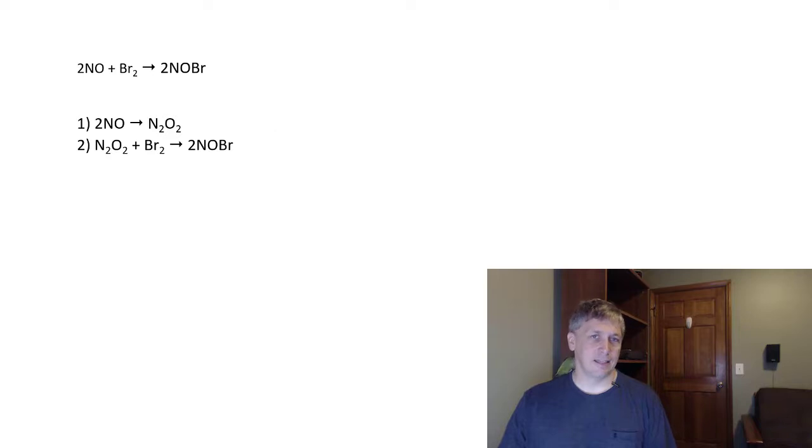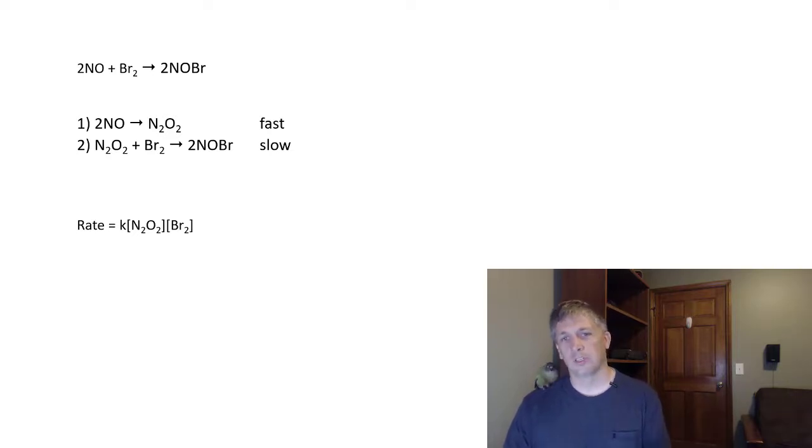Now, let's say that the second step is the slow step. And it starts off just like before. You get the rate law just by looking at the equation. Here it'll be some rate constant times N2O2's concentration times bromine's concentration, both of them raised to the power of 1 because the coefficients are 1.